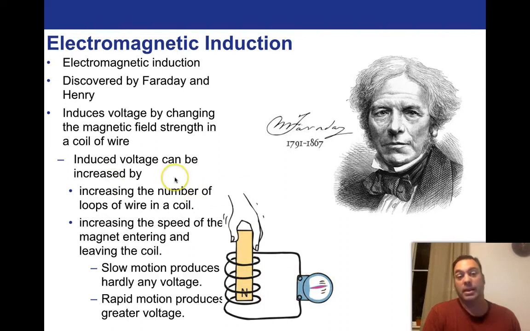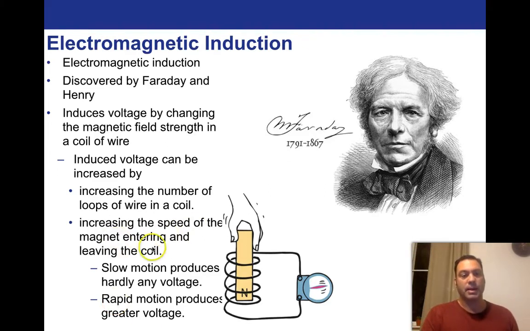So it turns out that the inducement of voltage can be done through increasing the number of loops in a wire coil. It turned out that the more loops that were here, the greater the voltage. If you remember our discussion on magnetic force in a previous video, the number of loops is actually very important. And in electromagnetic induction, it's also quite important.